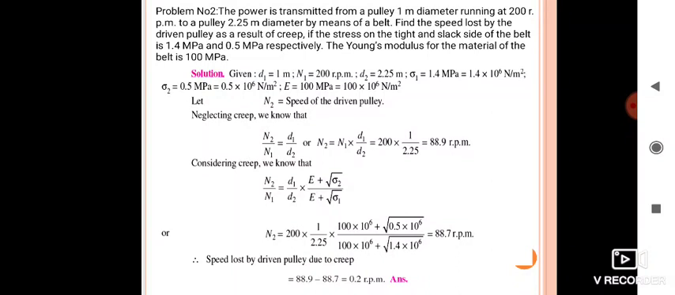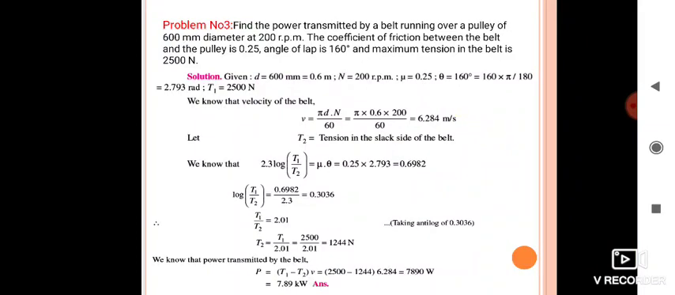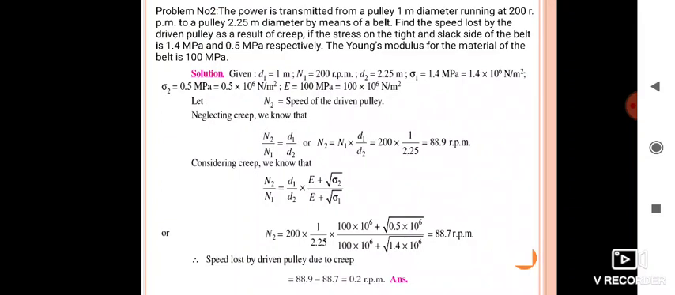Okay, you have to convert in terms of meter square, and n2, the speed of the driven pulley, we need to find. So neglecting the creep, with the help of that condition only you have to use the formula n2 by n1 is equal to d1 by d2. Okay, with respect to that n2 you have to find. So while neglecting the creep, we are going to get 88.9 rpm, and considering the creep you have to use this formula.